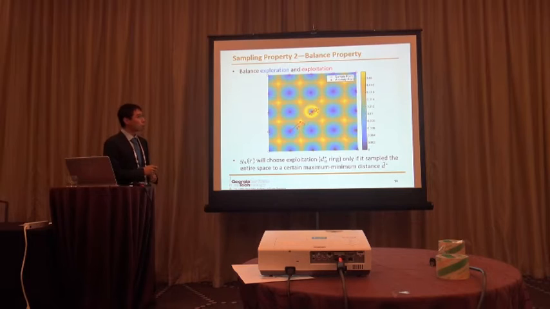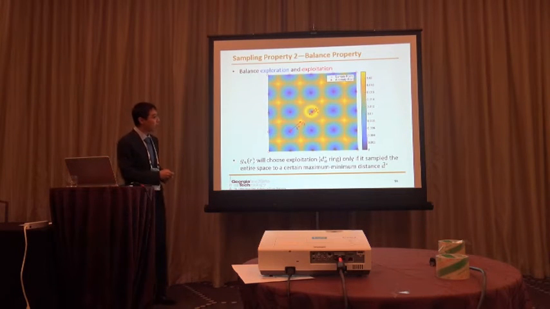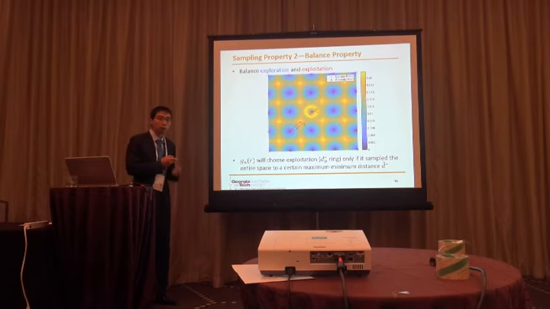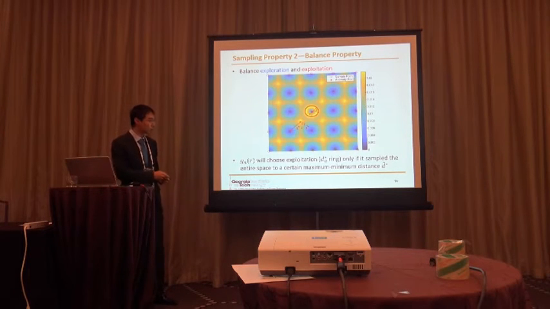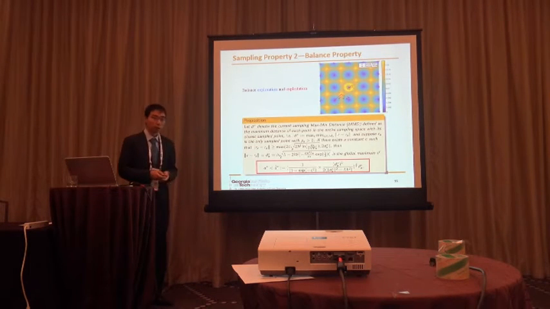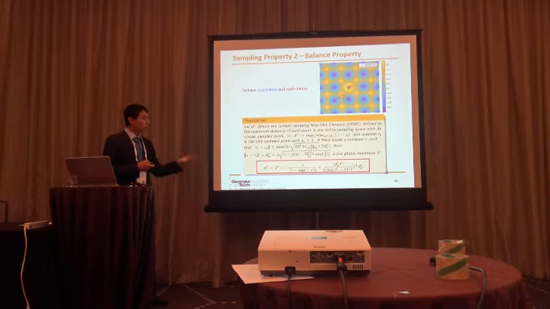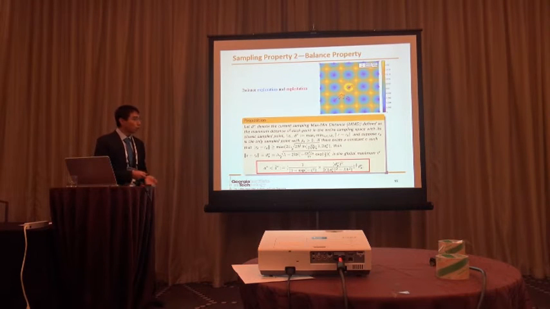For the second sampling property, we show that the proposed algorithm can balance exploration and exploitation. Aside from this local optimum ring, this algorithm also creates 16 other local optima. And the algorithm only chooses to sample on this ring if we have sampled the entire space up to a certain maximum distance. We are able to prove this property mathematically, and furthermore, we can compute this threshold. By using this information, we can choose the right parameter based on the desired anomaly set that we would like to capture.